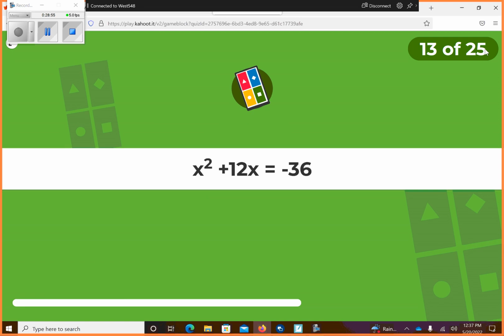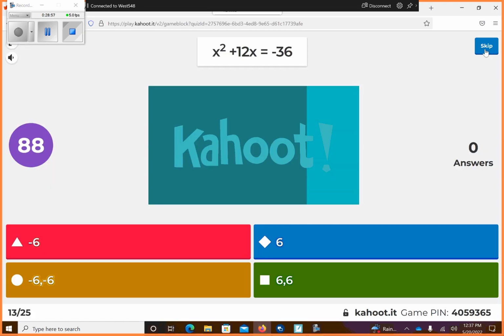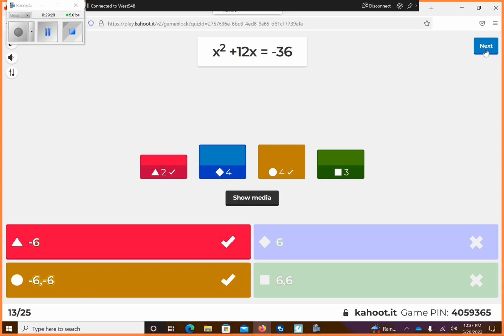All right, make sure you add 36 to both sides. So you have x squared plus 12x plus 36. So what two numbers multiply to give you positive 36 and add together to give you positive 12? Make sure your factors are then equal to 0. There are 2 correct answers up there. So you get x plus 6 and x plus 6.